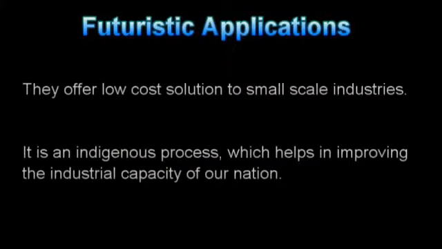The futuristic application of the automatic fastener thread assessment and sorting mission is that it offers an automatic process for small scale industries where the necessity is more but the financial support is low. Since it is an indigenous process from India, the need for import of costly systems is reduced, and it helps in improving the industrial capacity of our nation.